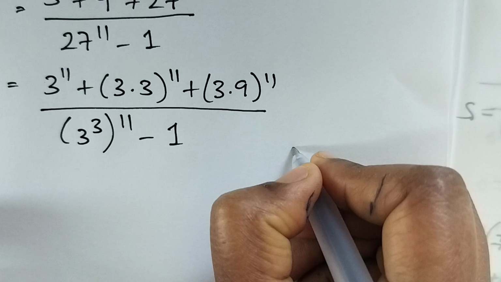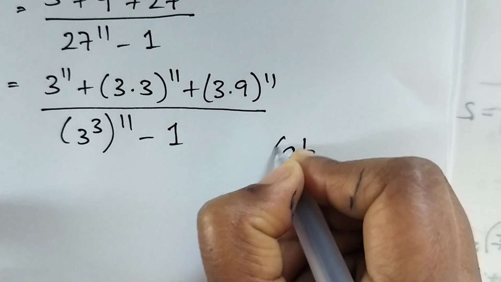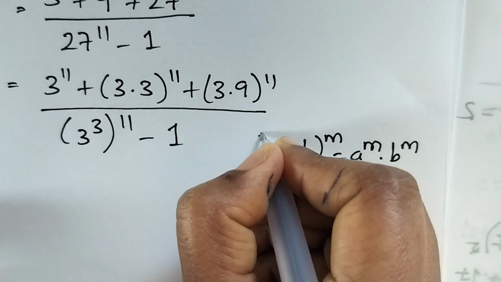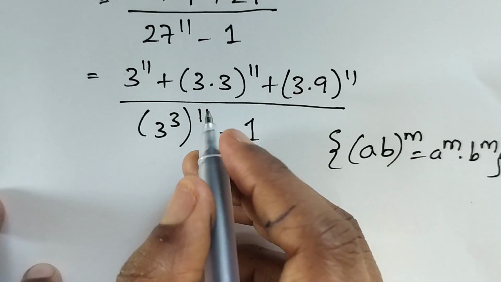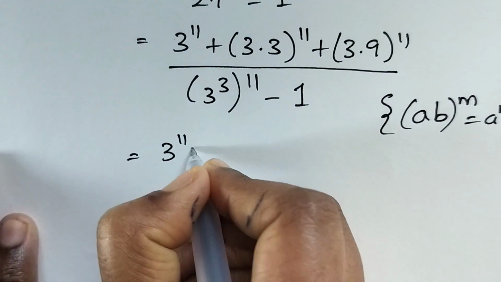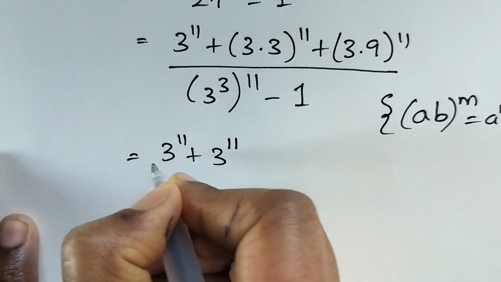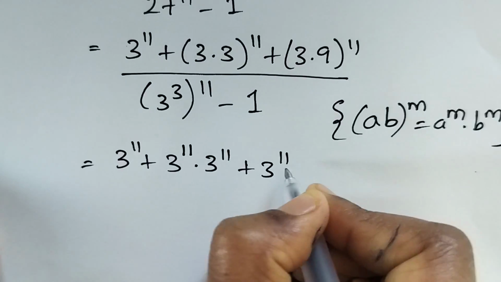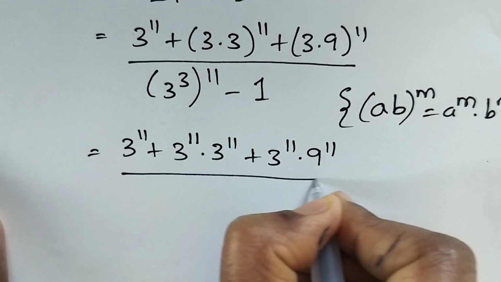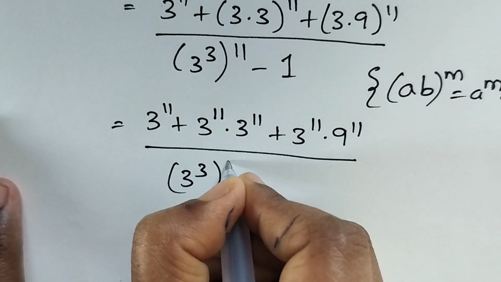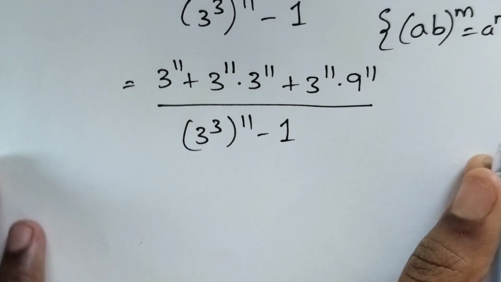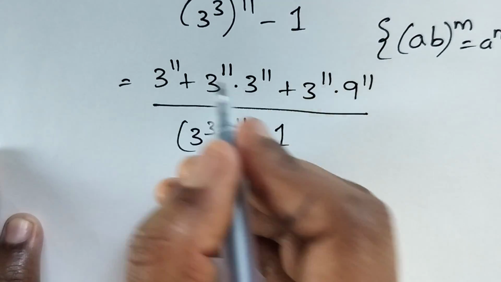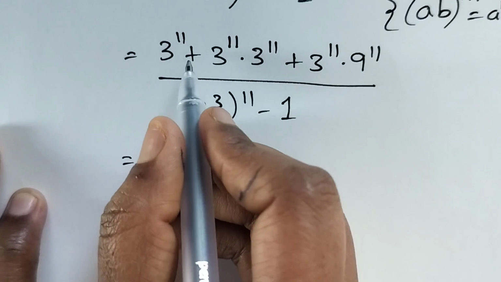So now (a times b) whole to the power of m is equal to a^m times b^m. So use this formula. Here we can write 3^11 plus 3^11 times 3^11 plus 3^11 times 9^11, divided by (3^3)^11 minus 1. So now you can observe here, in these three terms we have a common factor, that is 3^11. So we can take out 3^11 as a common.